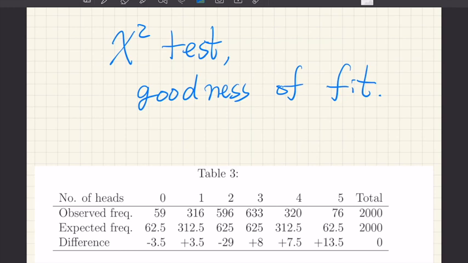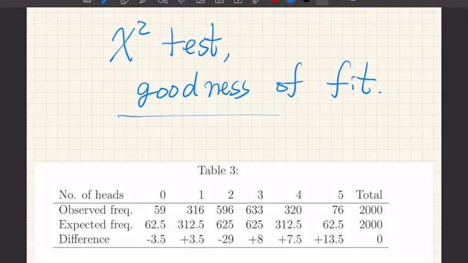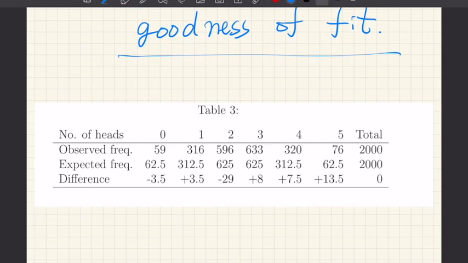Now let's look at another statistical test called the chi-square test. It is used for testing goodness of fit. By that I mean something like this.